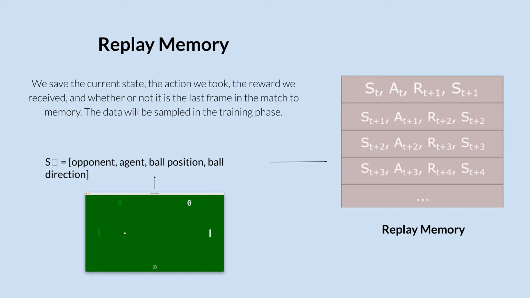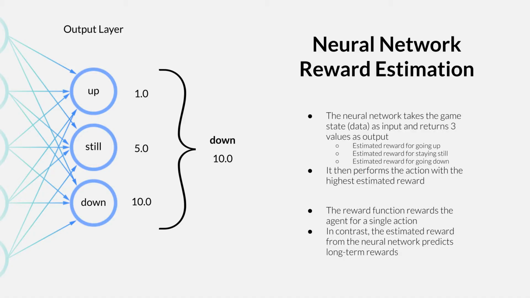Instead of learning from each frame itself, we're actually going to feed in some data about the game. Namely, the opponent's paddle position, the agent's paddle position, the ball's position, and the ball's direction. Because there's so many pixels on the screen, it takes the agent a while to learn. So feeding it some basic info about each frame, instead of the frame itself, allows the agent to learn much more quickly. Now that we have our memory, we can create our neural network.